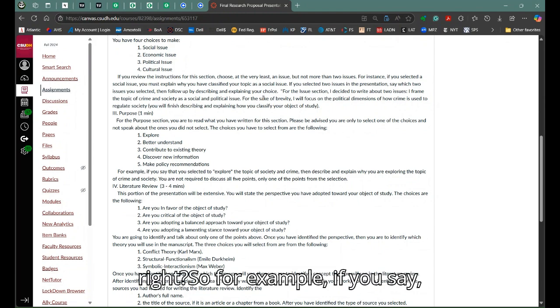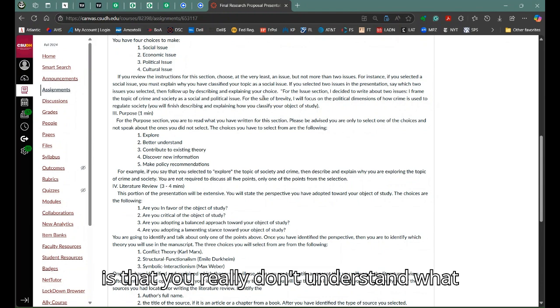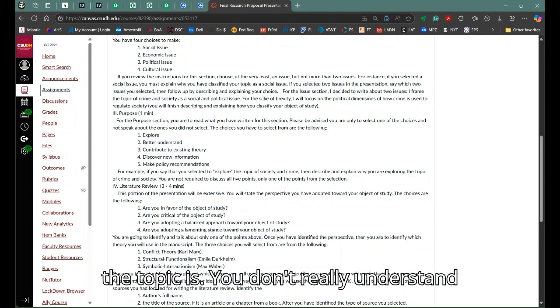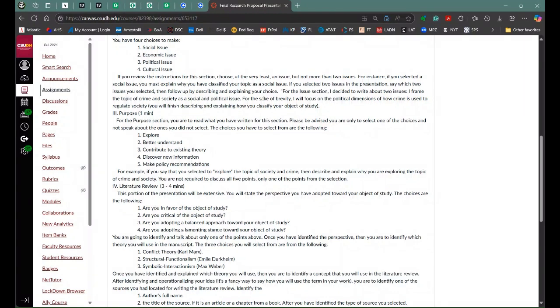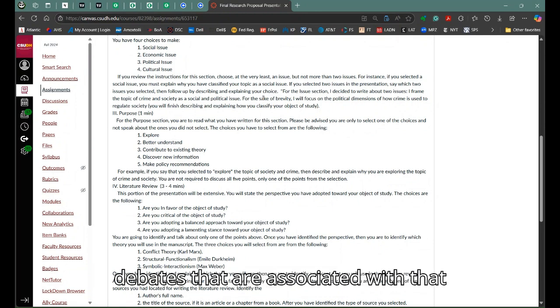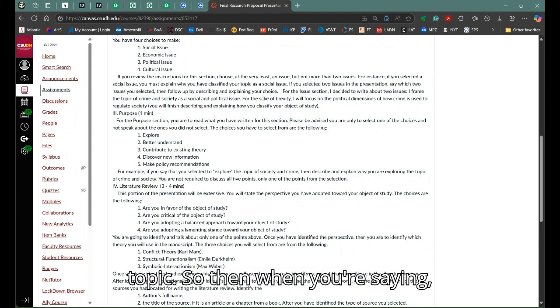So for example, if you decide to say explore, what you're implying to your reader is that you really don't understand what the topic is. You don't really understand the issues involved with that particular topic, the debates associated with that topic, and who the major contributors or recognized authority figures are who discuss that particular topic.